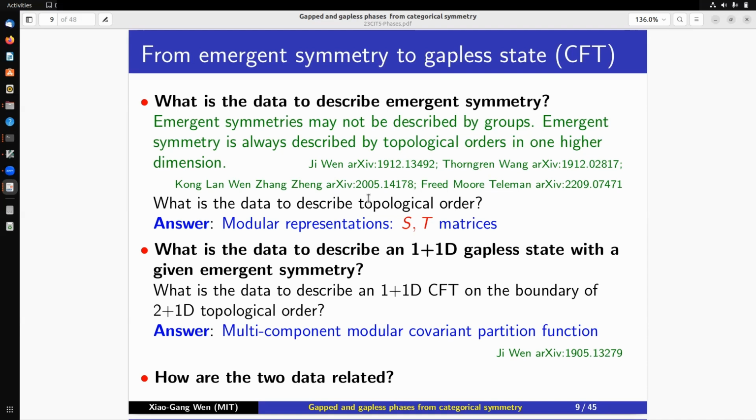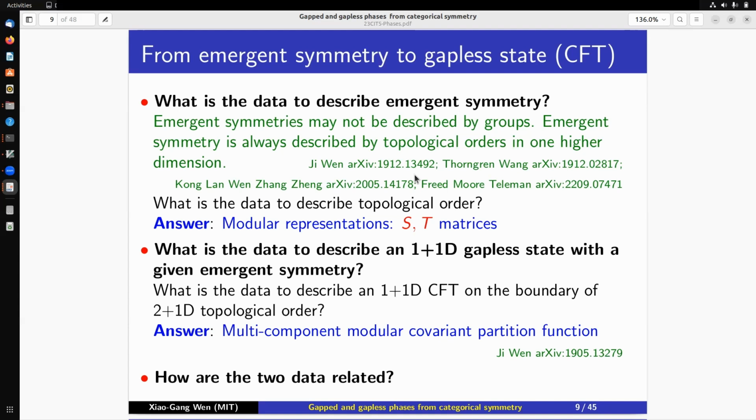Yeah, today is the last lecture. Since the last lecture, we talked about how to determine the gapless states from the symmetry. The main idea is that the symmetry is not best described by a group. It's better to describe symmetry using a so-called topological order in one higher dimension, which is the same thing as a so-called categorical symmetry.